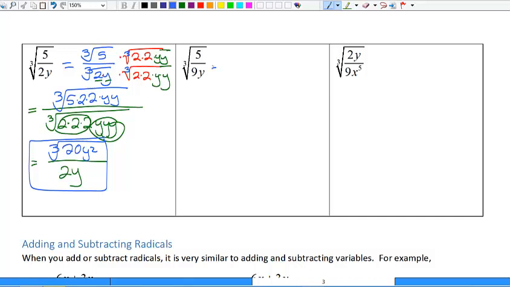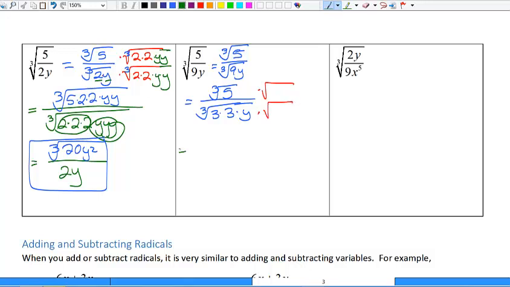On our next problem, it's not reduced because we still have a radical in the denominator. 5 and 9y don't reduce as is. So the next step is I would like to factor out the denominator. So 9 is 3 times 3 times y. That was step 2.